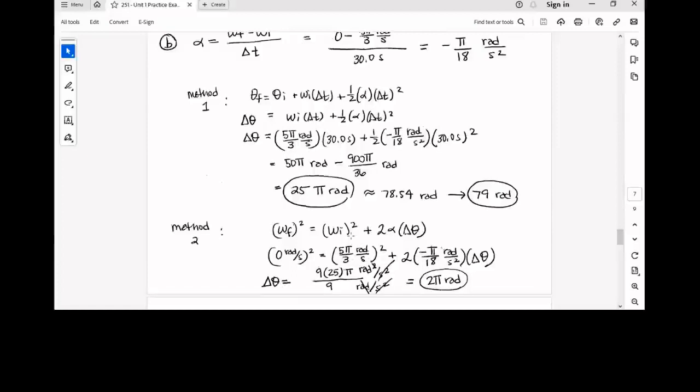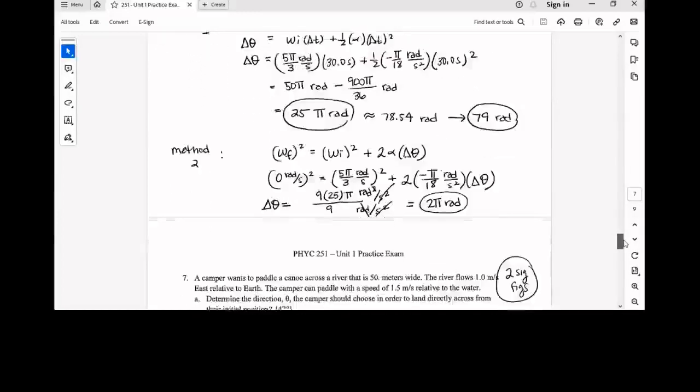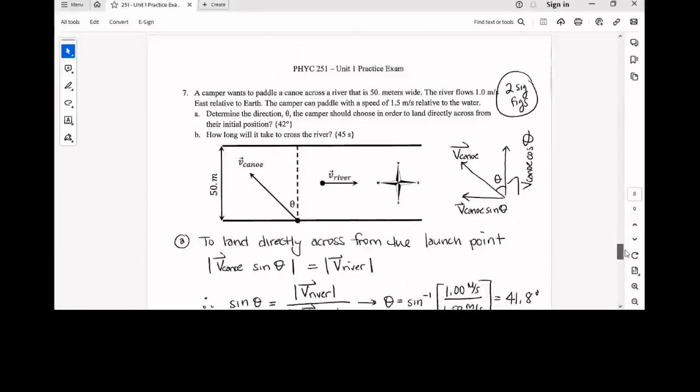That's going to be relevant because when you take omega initial squared and subtract it to the other side, you're going to end up with either 2 negatives that cancel, or you can add your 2 times negative pi over 18 times delta theta term to the other side. No matter what, you're going to end up with cancellation here. 9 is going to cancel 9. This should be 25 pi radian. I wrote a 25 here, but just didn't write it there. But that is the same answer. So the method that you use doesn't matter.